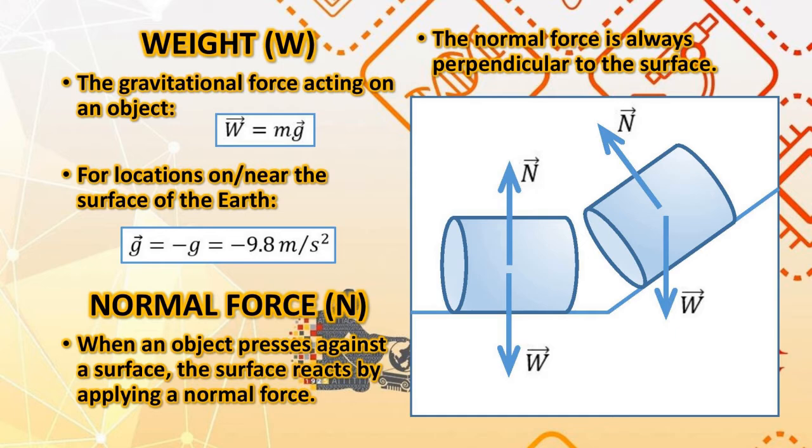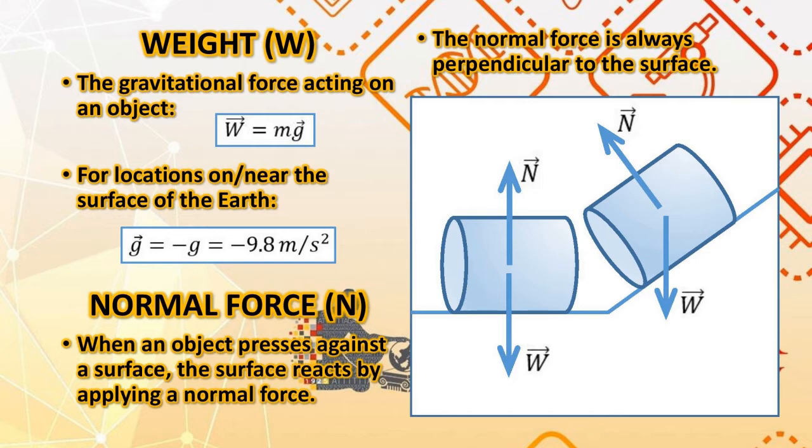Next, we have the normal force, variable capital N. When an object presses against a surface, the surface reacts by applying or producing the normal force. It's basically the reaction of the surface to prevent the object from passing through it. The normal force is always perpendicular to the surface, and of course, out of the surface, the direction of the normal force.